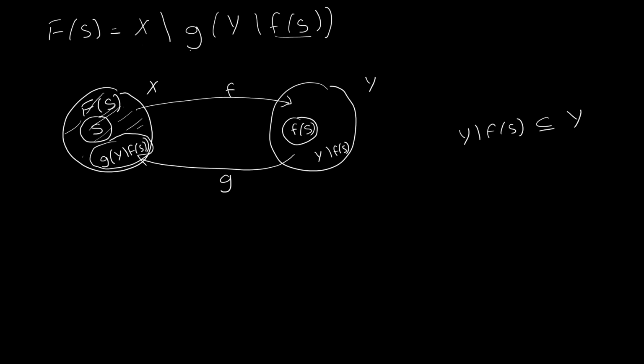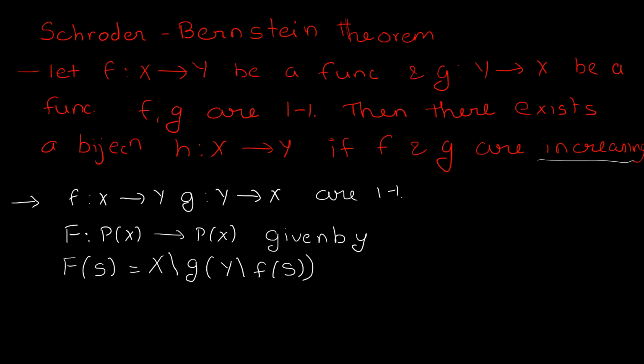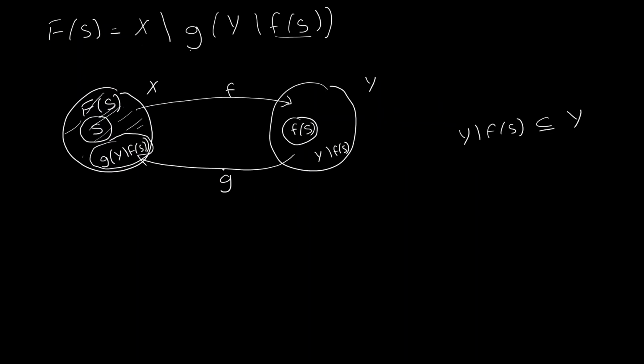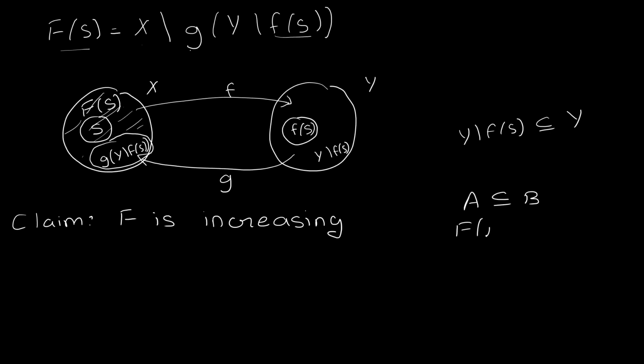My claim, or what this theorem states, is that there exists a bijection h from X to Y. For that, I will use the function capital F that I have defined. I will show that this capital F is increasing. Increasing in the sense we saw in the Knaster-Tarski lemma: if A is a subset of B, then F of A is a subset of F of B. This is what an increasing function looks like.